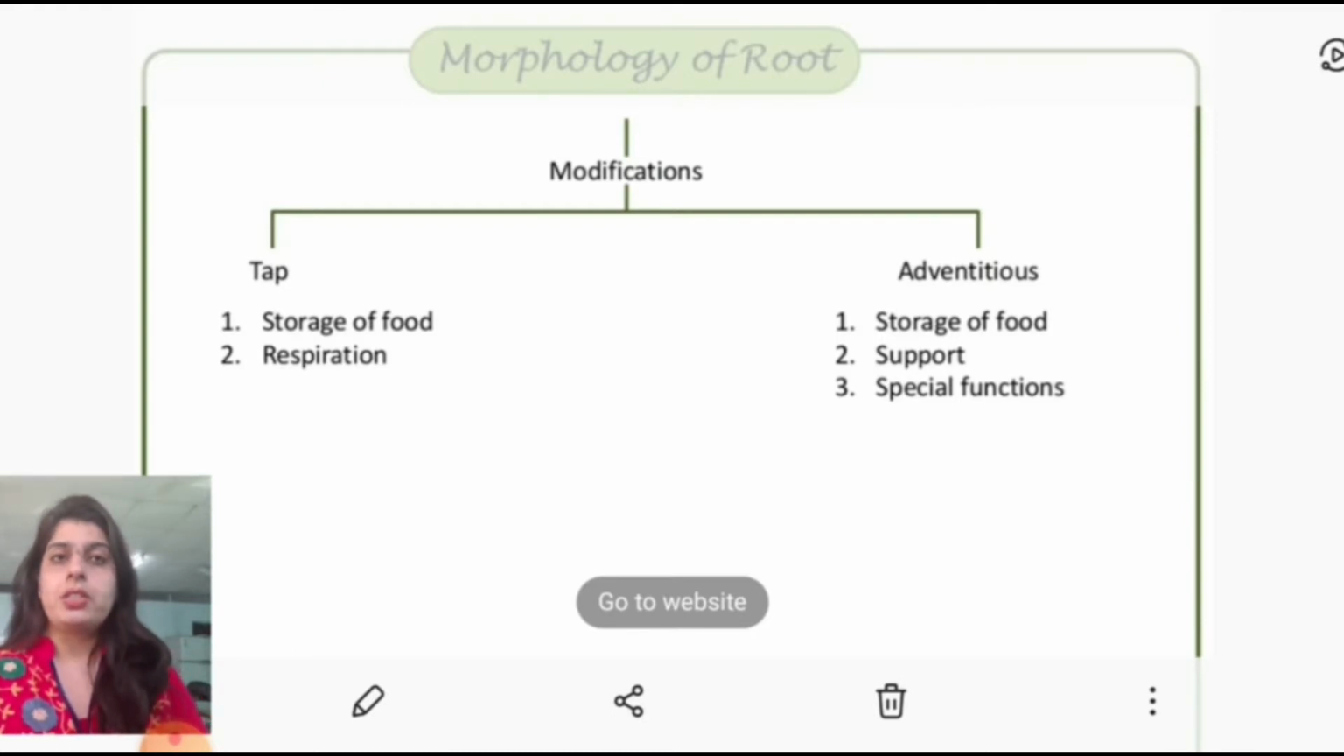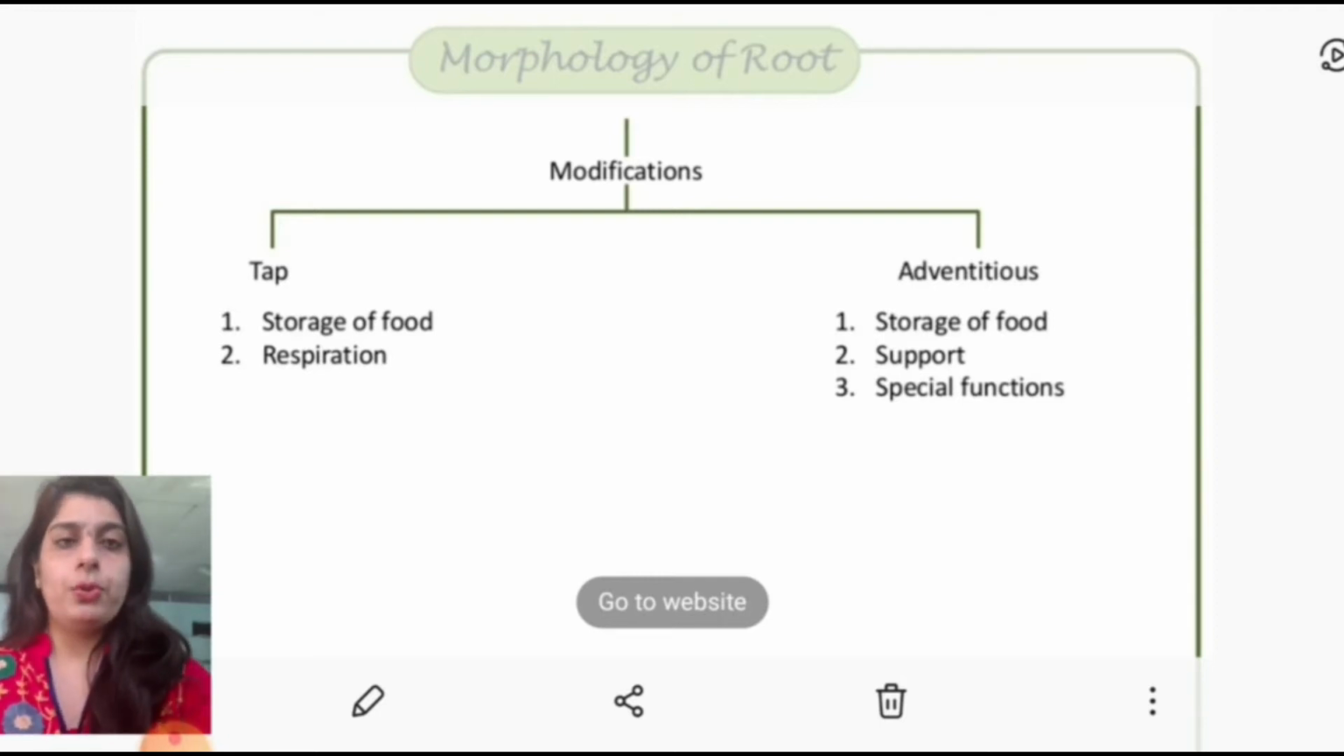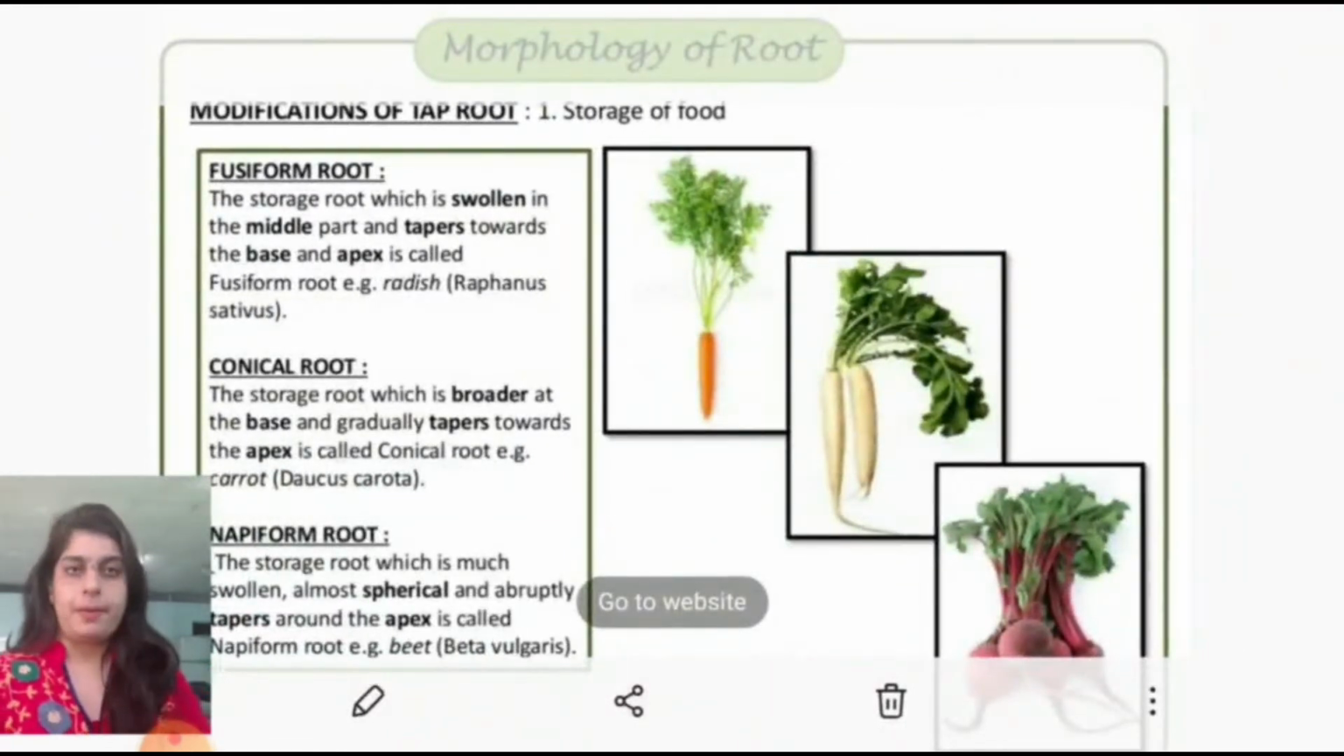The roots can be modified according to their functions. Taproot is modified according to the storage of food and according to the respiration process, and adventitious root is divided according to the storage of food, support and special functions. So let's move towards the slides for more details.